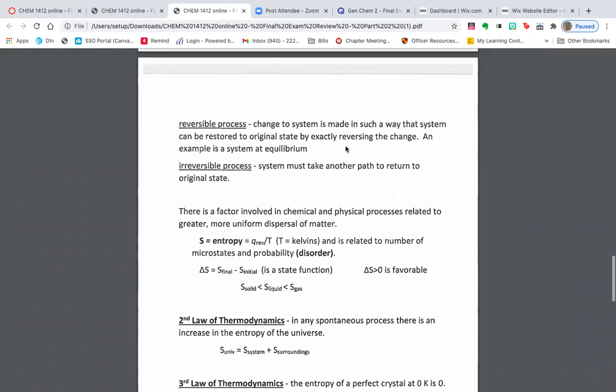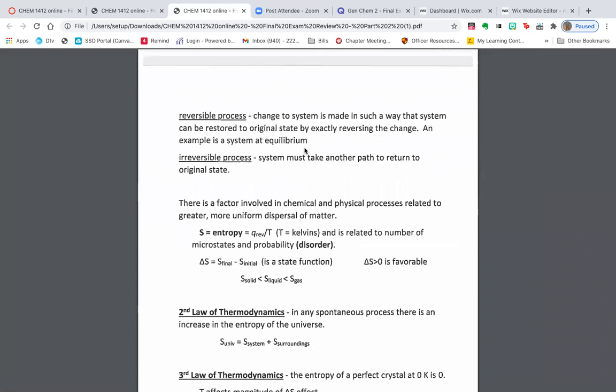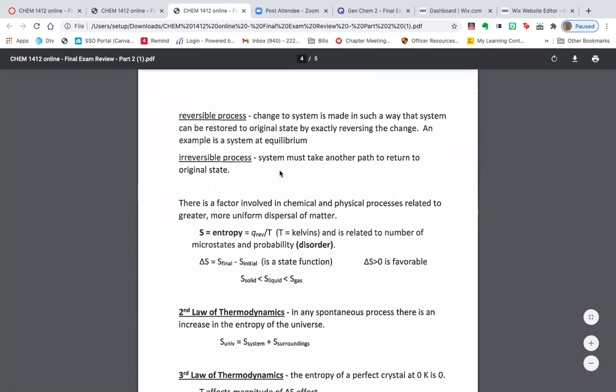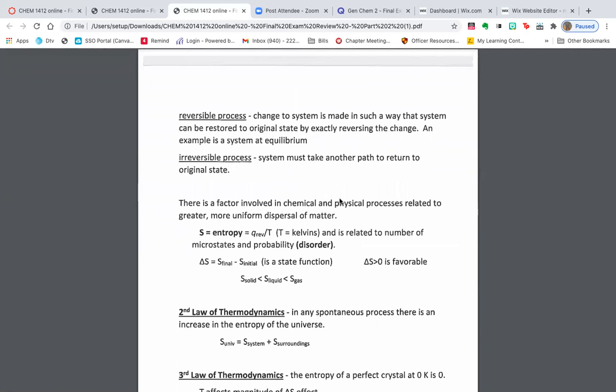Reversible process: a change to the system is made in such a way that the system can be restored. So a system at equilibrium is a reversible process because it has that double arrow. It can go either way. And then an irreversible process is something that's not at equilibrium. It can't go back to the original state that it was at, so the products can't go back to the reactants.